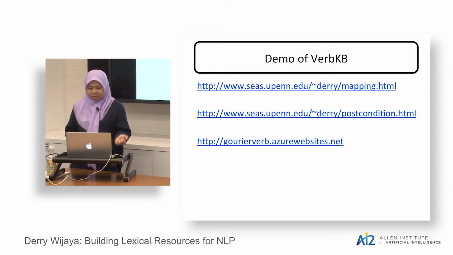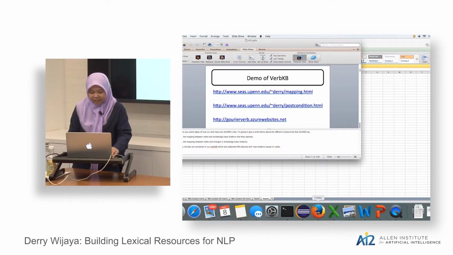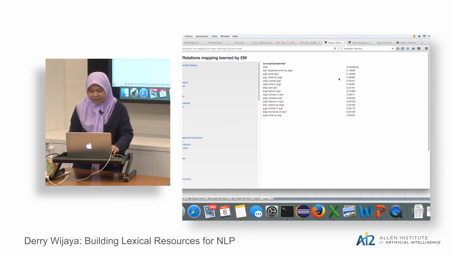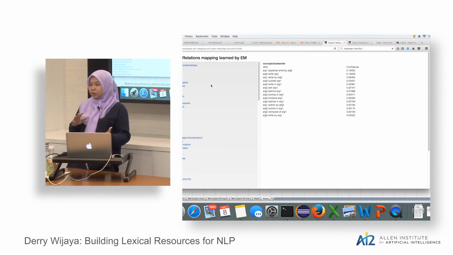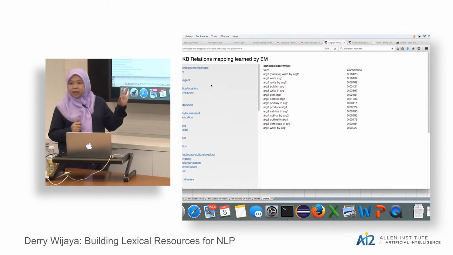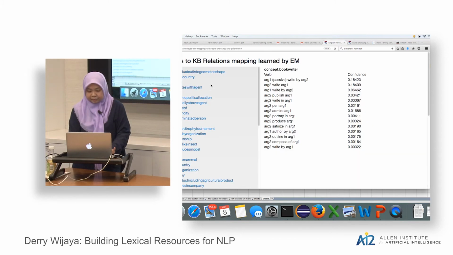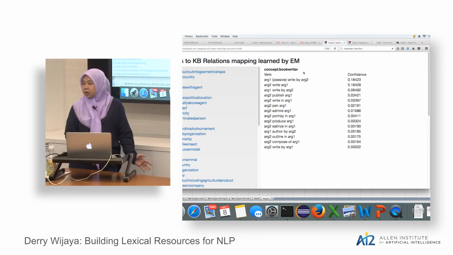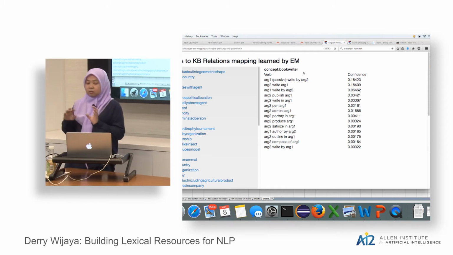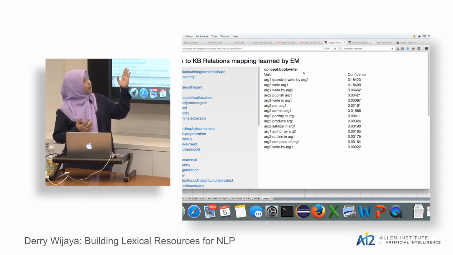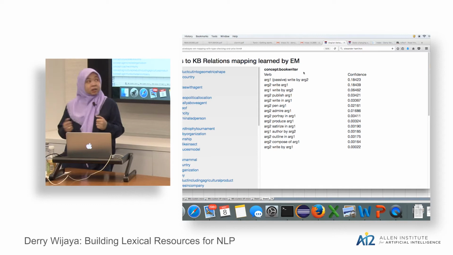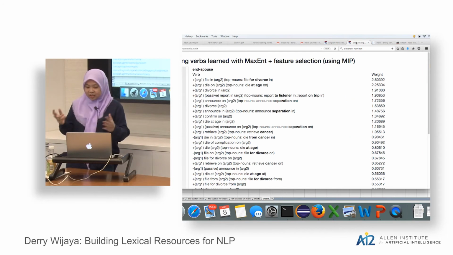So to give you an idea of how the VerbKB looks, I'm going to show you some of the things that it contains. These are the mappings that we have in VerbKB between the verbs and the relations in NELL that the verbs express. So for example, for the relation book writer, which takes book as argument 1 and writer as argument 2, some of the type verbs that express it are book is written by writer, or writer writes books, and so on.